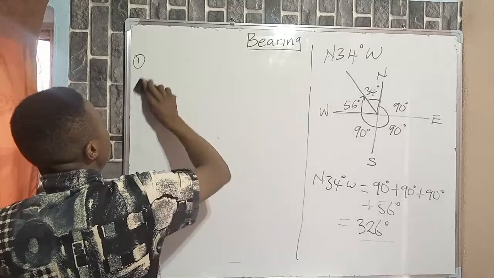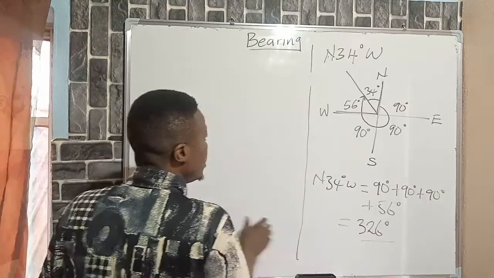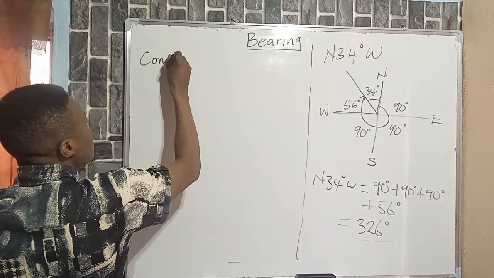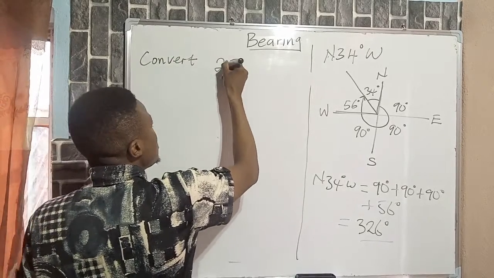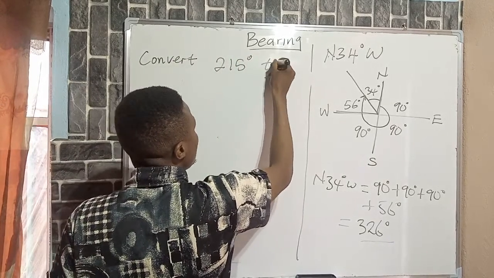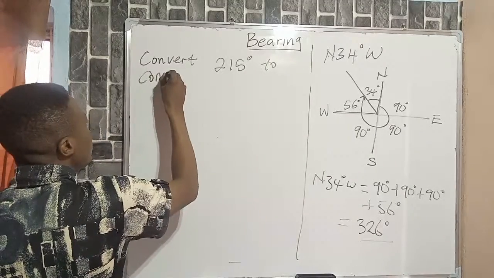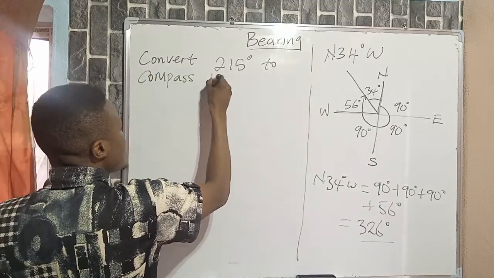So let's see. Supposing I want to convert 215 degrees to compass bearing.